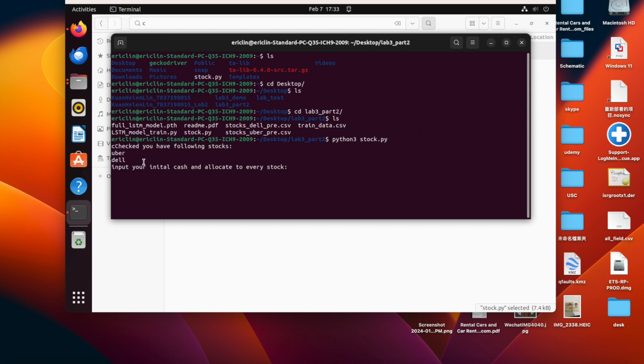Yeah. So you can see it now lets us input our initial cash to allocate to every stock. In our case, we use two stocks. One is Uber and the other one is Dell. So we input the cash allocation for these two stocks. The initial total cash will be 5,000. For Uber, we will allocate 3,000, and Dell will be 2,000.